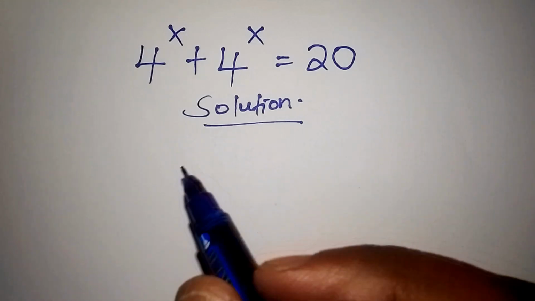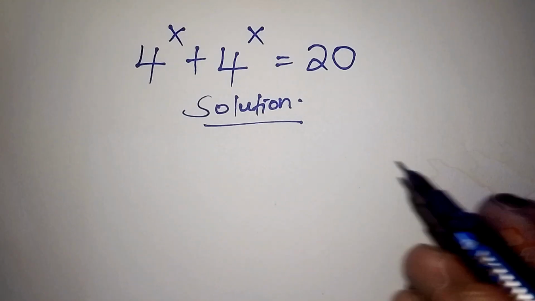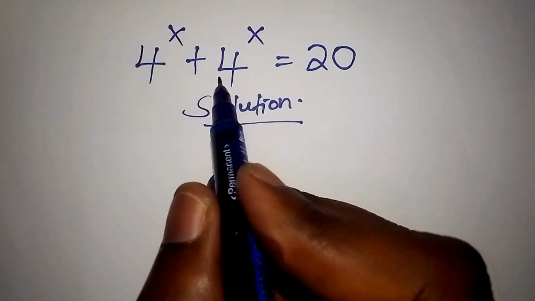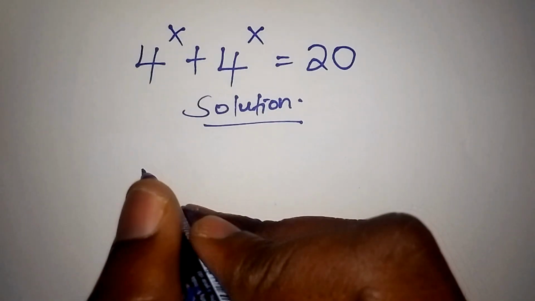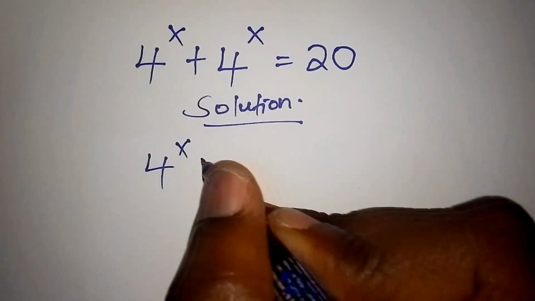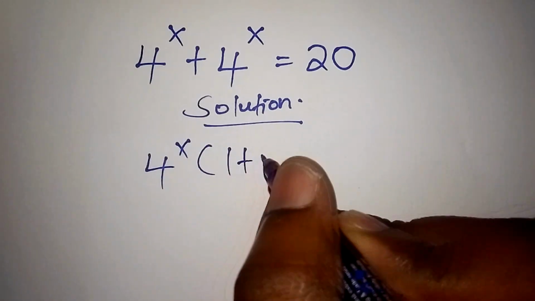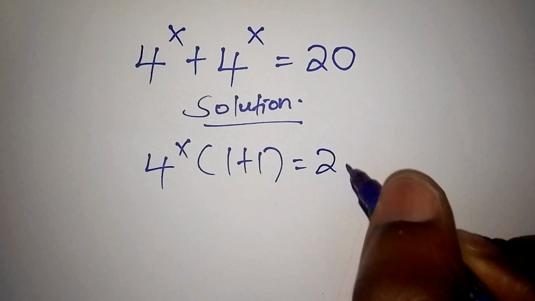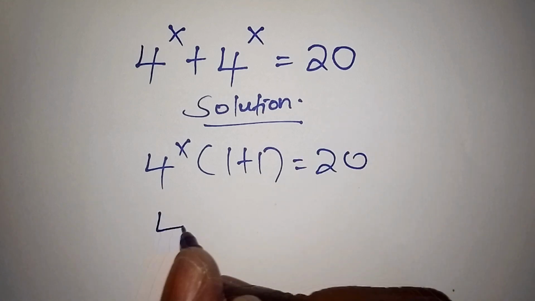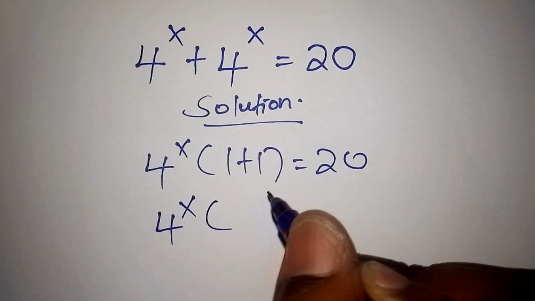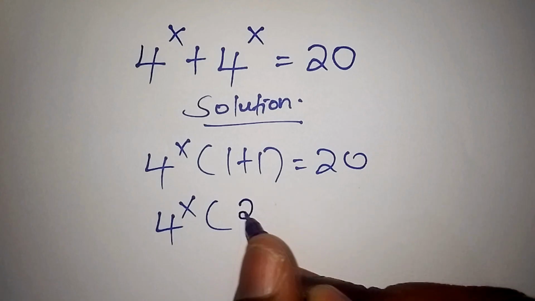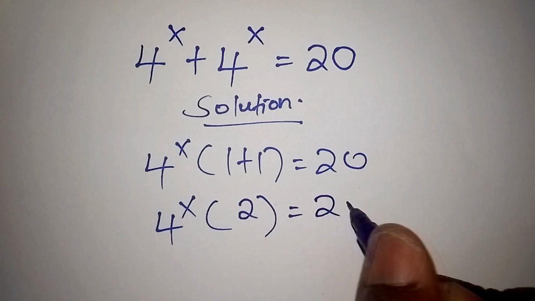So let's now conduct what is called factorization. When you factorize 4 to the power of x plus 4 to the power of x, we shall remain with 4 to the power of x into bracket 1 plus 1 is equal to 20. From here we shall have 4 to the power of x into bracket 1 plus 1, which is 2, is equal to 20.